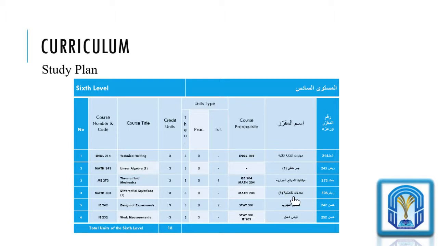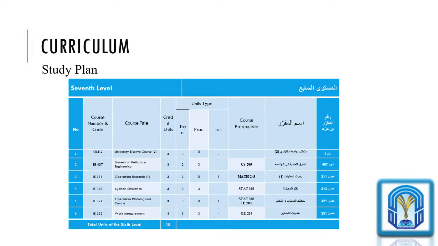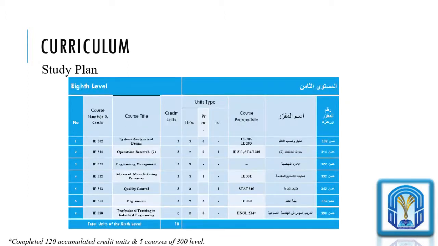Now, this is the fifth level. The swap was between differential equations and engineering economy, and you see that already applied in this semester. The seventh level has no changes in the curriculum or the study plan, but to give you a heads up, this is, or maybe I think the eighth one, yes, the eighth.